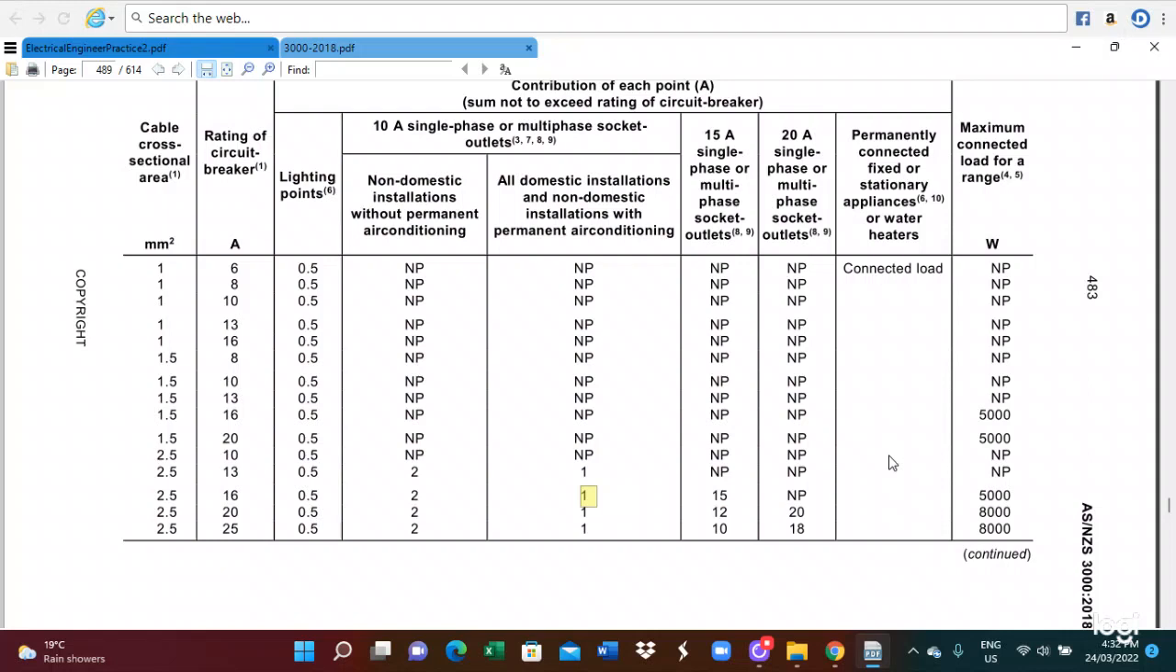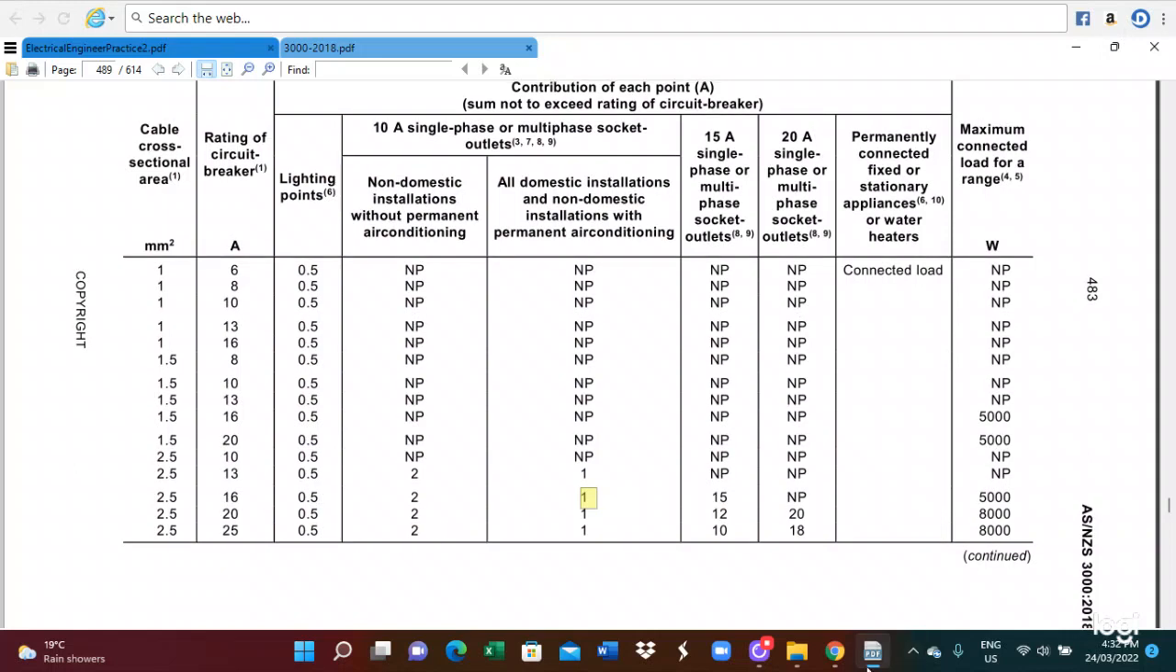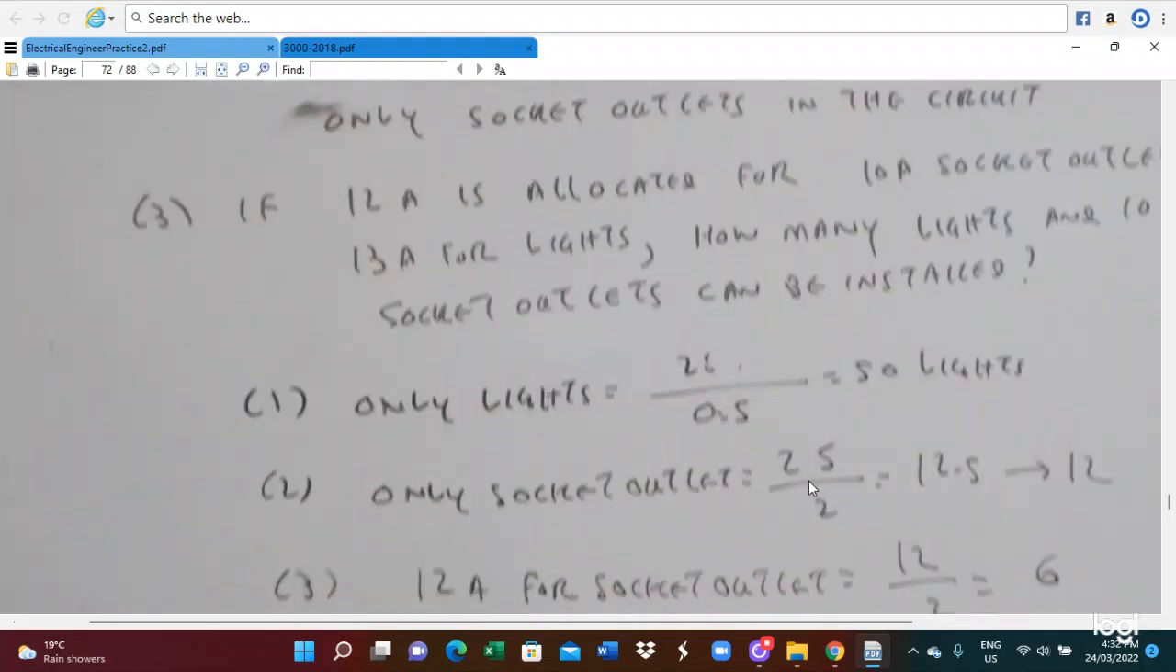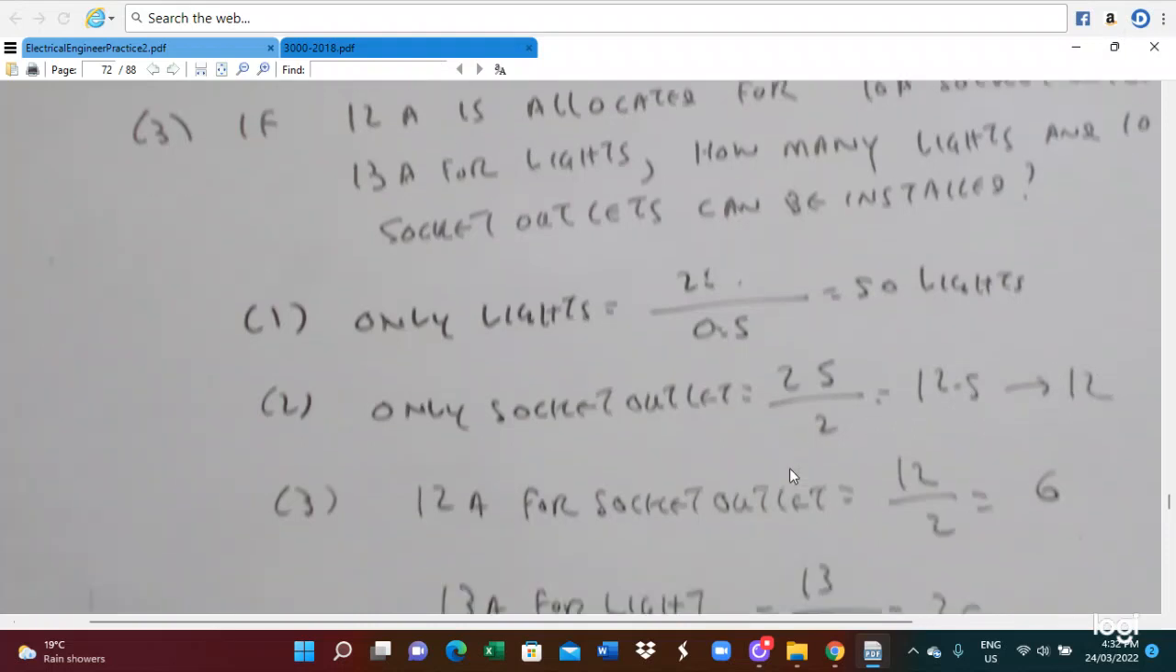So 25 amperes, for without air conditioning. For the socket outlet it is 2 amperes per point. So 2 amperes per point we can install. So this is 25 divided by 2, you get 12.5. So we can install up to 12 of the 10 ampere socket outlets. And if you allocate only 12 amperes for socket outlets, then 12 divided by 2 amperes per point, you get 6 socket outlets.